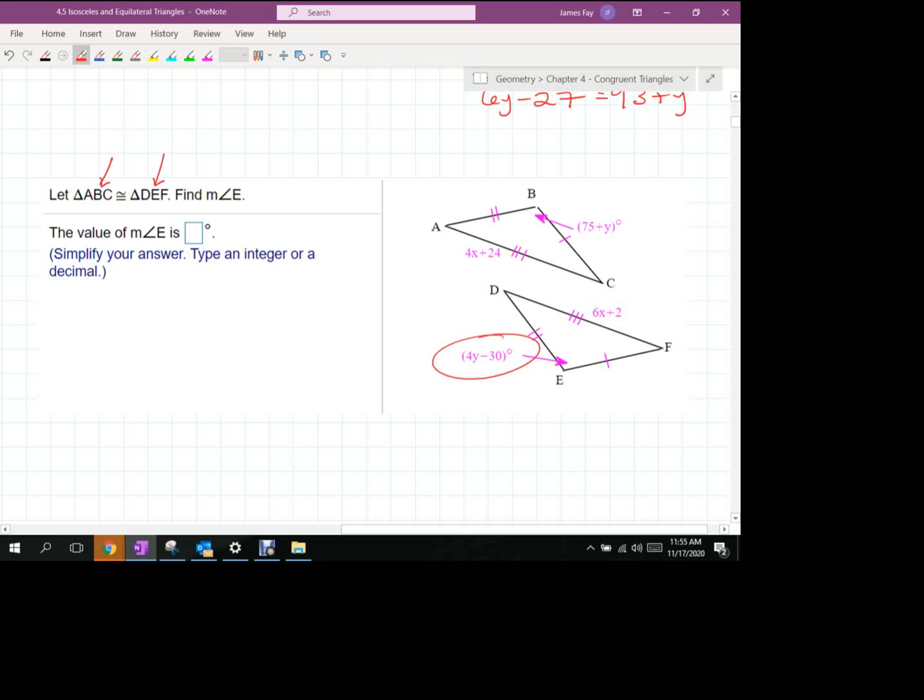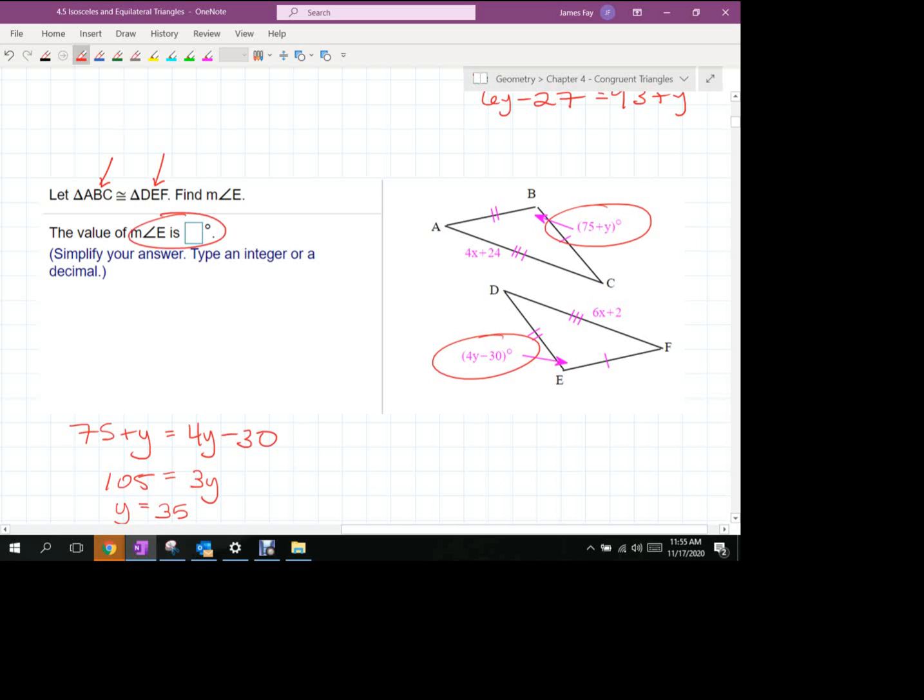So E and B, I have algebraic expressions for those, so 75 plus Y equals 4Y minus 30. I'll subtract Y from both sides and add 30 to both sides, so it gives me 105. So then Y should be, what is that, 35? So Y is 35, does that make sense? So now, they don't ask what Y is, right?